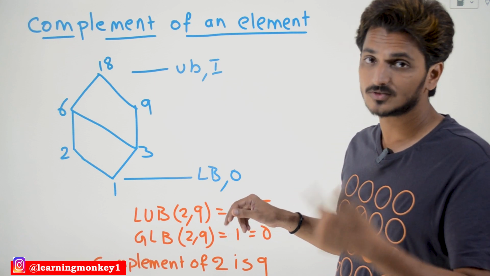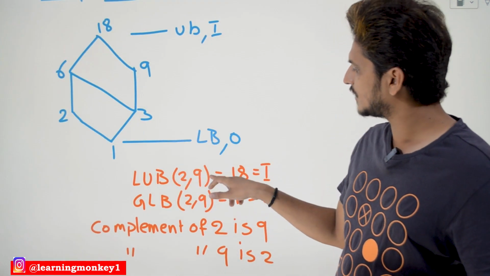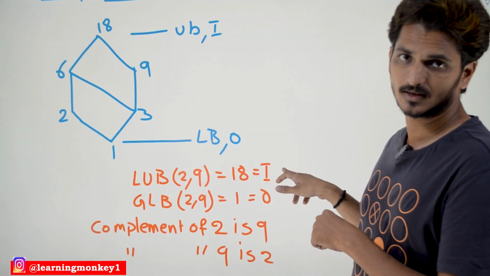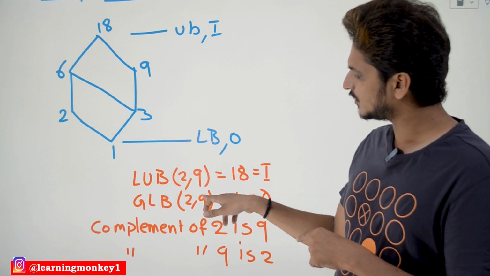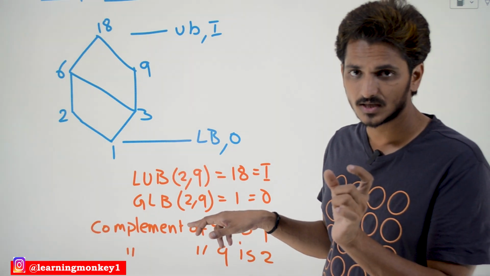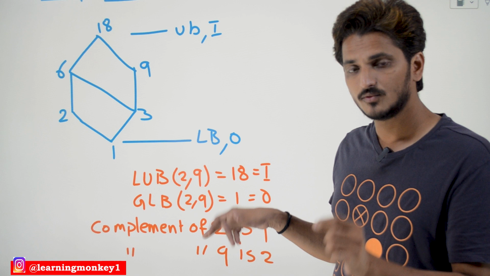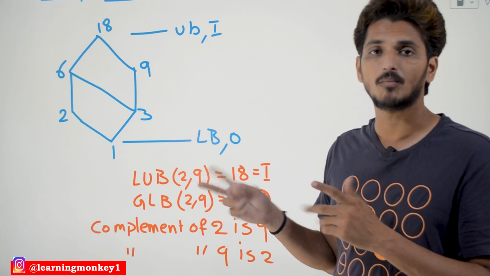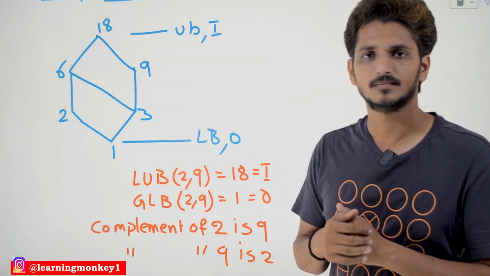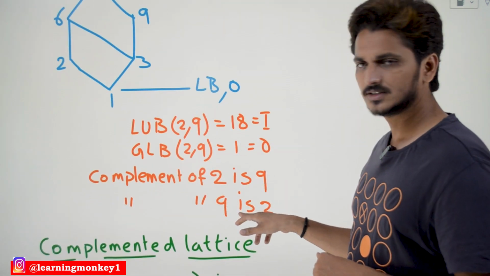Why do we call them complement elements? See, the least upper bound of 2 comma 9 is 18, which means I. And the greatest lower bound of 2 comma 9 is 1, which means O. You take a pair of elements. If the least upper bound is I and the greatest lower bound is O, then we say that those two elements are complements of each other. So the complement of 2 is 9 and the complement of 9 is 2.